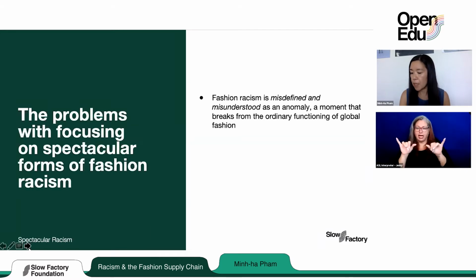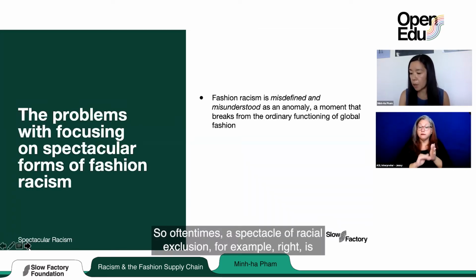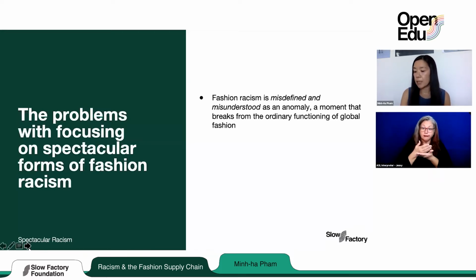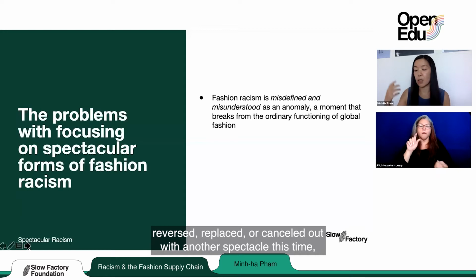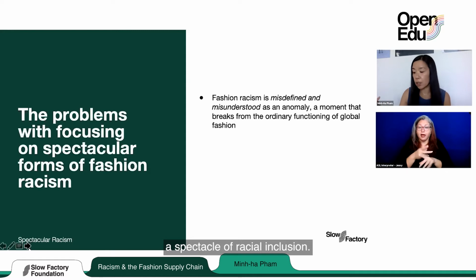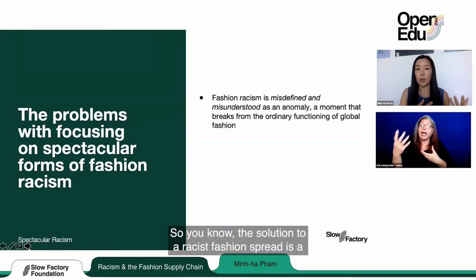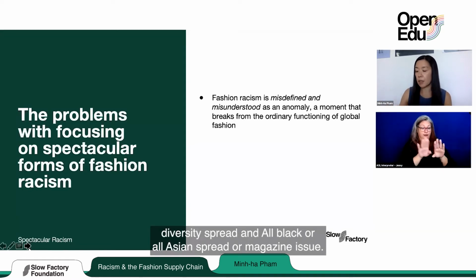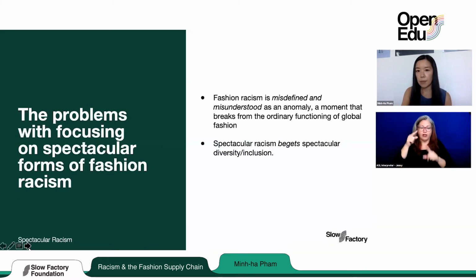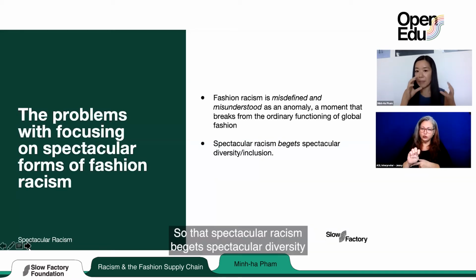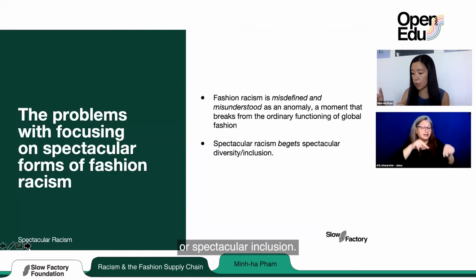So oftentimes, a spectacle of racial exclusion, for example, right, is reversed, replaced, or canceled out with another spectacle, this time a spectacle of racial inclusion. So, the solution to a racist fashion spread is a diversity spread, an all Black or all Asian spread or magazine issue. So that spectacular racism begets spectacular diversity or spectacular inclusion.